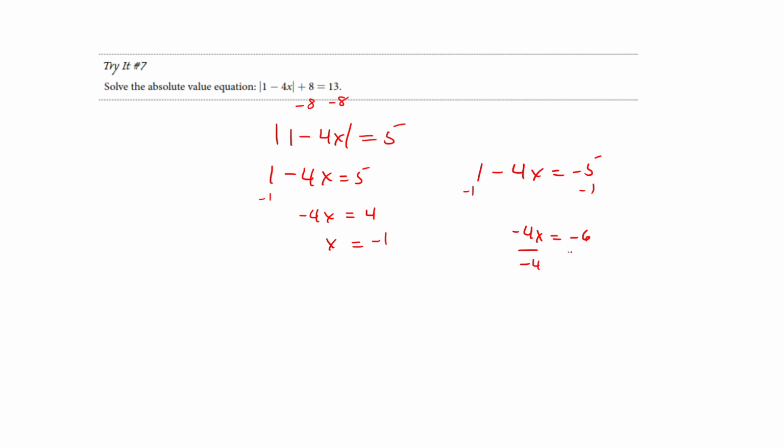Divide both sides by -4. This time is going to get me 6 over 4, or 3/2. Okay, so I'm not really sure how this all connects in the big picture. Like, I'm not sure why absolute values are in there.